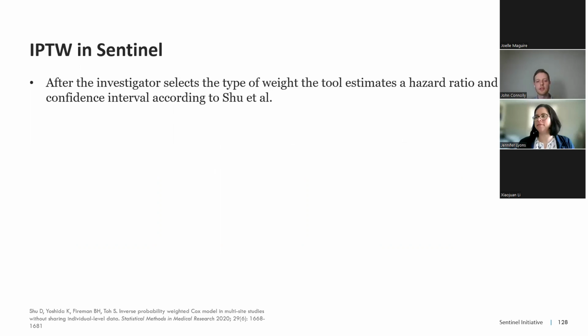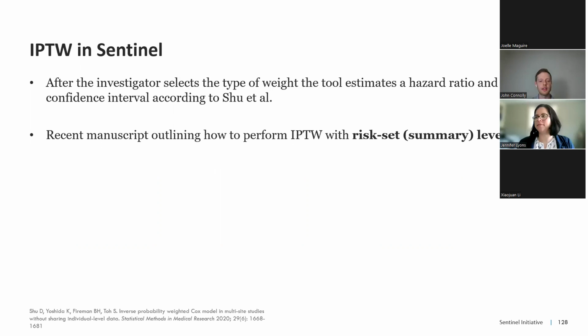So, after you've chosen the type of weight you want, the tool is going to estimate a hazard ratio and a robust 95% confidence interval, according to a procedure that's been outlined by Xu et al. in the paper that you see cited here. I wanted to take a second to talk about this because it's very exciting, because this was a recent manuscript that, for the first time, outlined how to perform IPTW with risk set or summary level data, which is the type of data that we most frequently work with in the Sentinel system.